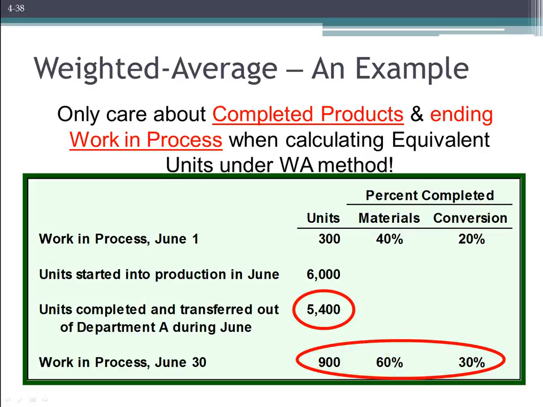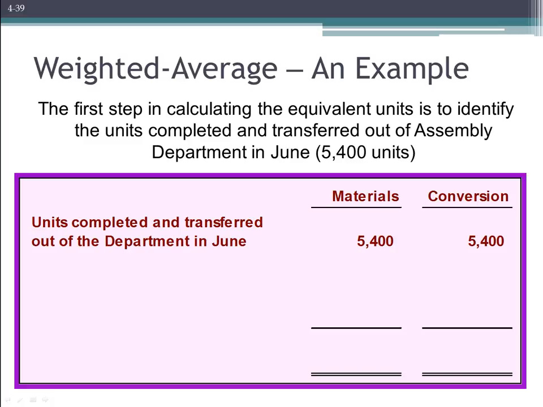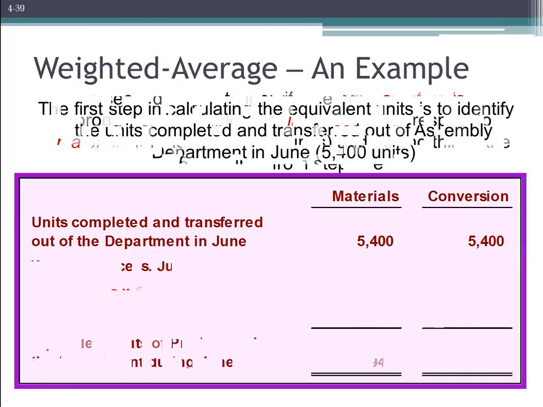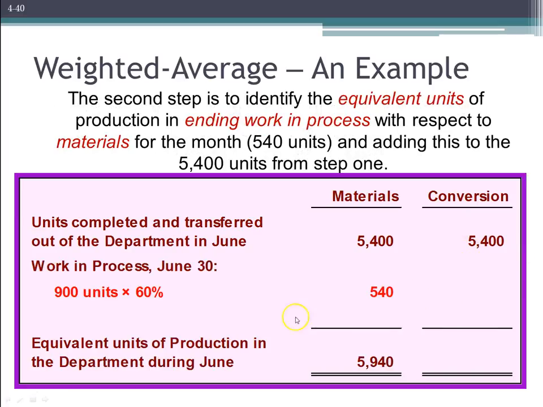So let's take a look at what it would look like if we calculate that out. First of all, we're going to keep it into two separate columns to keep things simple. With respect to materials, of course, what we transferred out was 5,400 and conversion 5,400, right? Those were 100% complete, so the total amount comes in here. Now what's an ending work in process? Remember, there's 900 units that are 60% complete with respect to materials. Just multiply that out and get the product.